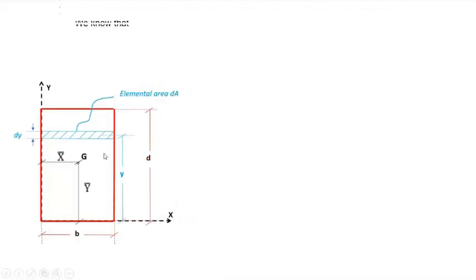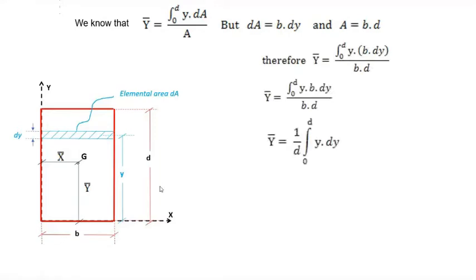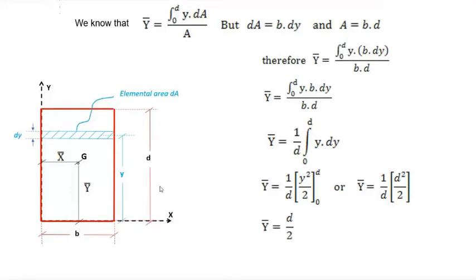Then you need to apply the first principle. Y bar is equal to integration from 0 to d, because the limits vary from 0 to d, of y into dA divided by A. The area of this small elemental area is dA equal to width b into dy, and the area of the rectangle is b into d. Substitute them and simplify, and you will get y bar equal to d by 2. Till here I have explained in the previous class.